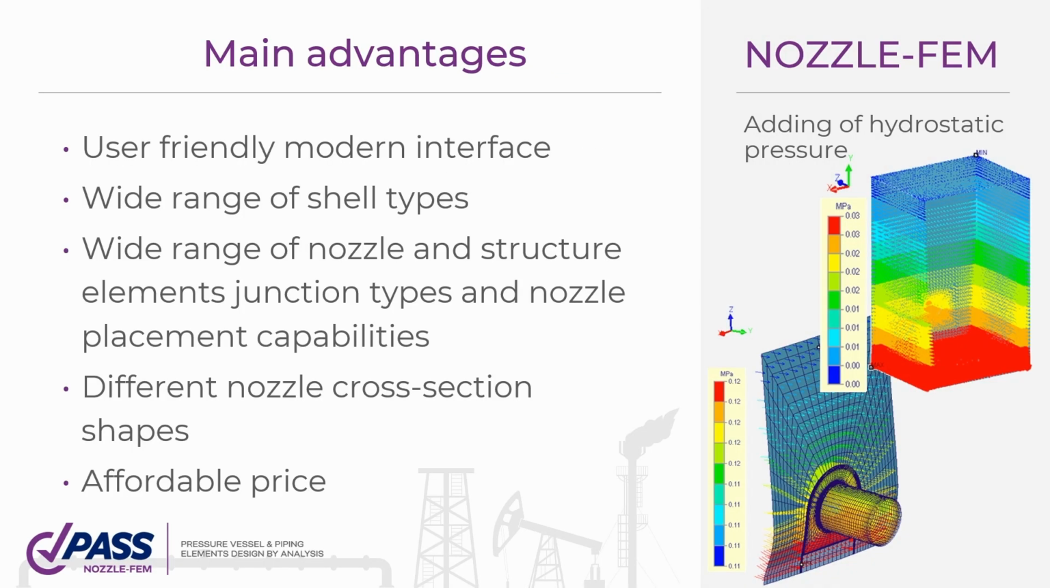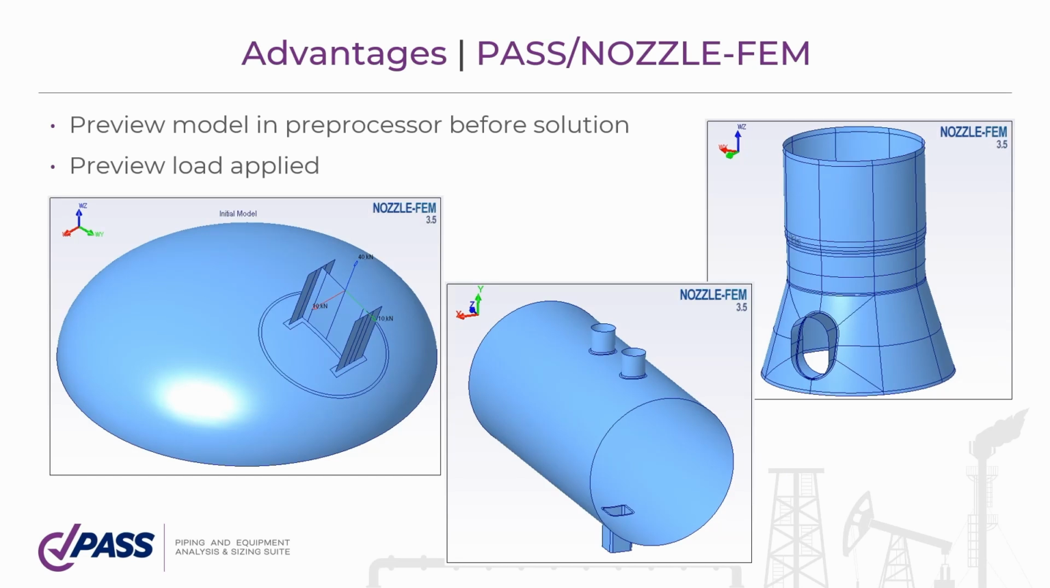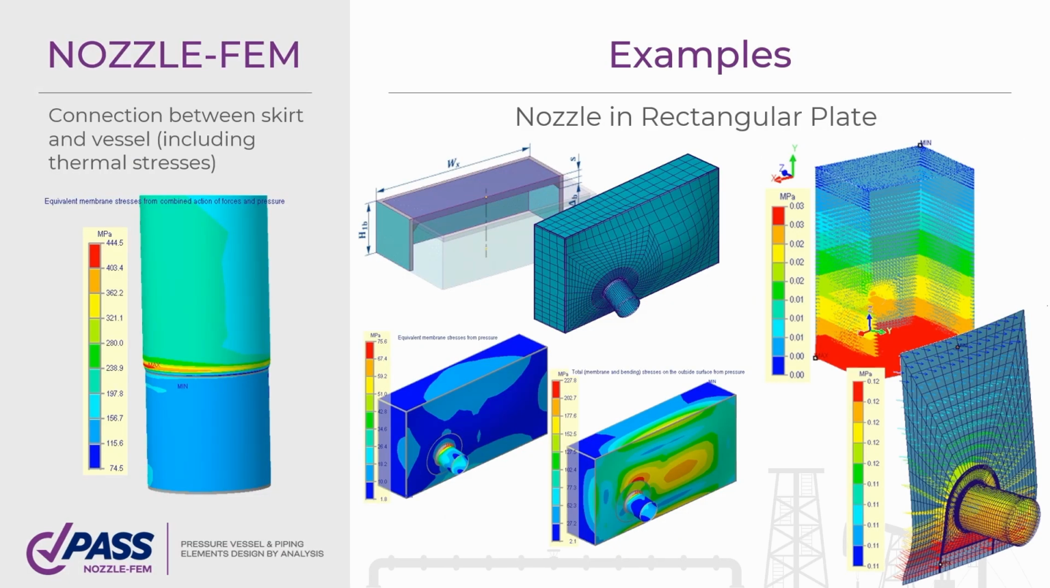Main advantages of the NOZZLE FEM program. It's a user-friendly modern interface, a wide range of shell types, nozzle and structure element junction types, and placement capabilities. Different nozzle cross-section shapes, and, importantly, an affordable price. An additional advantage of our program is the advanced preprocessor, which is used before the calculation for viewing the model and loads. In the next slides, you see some examples.